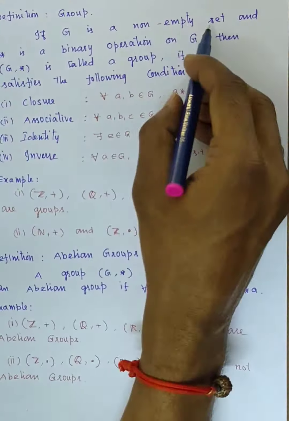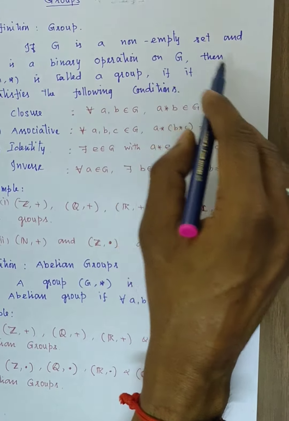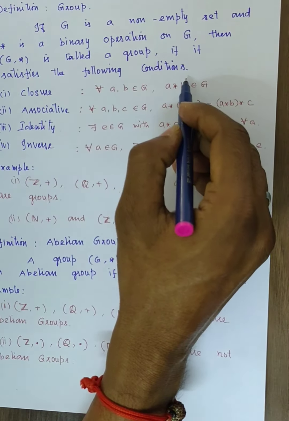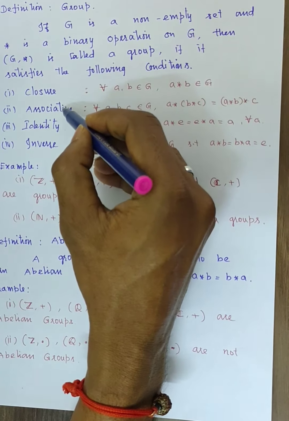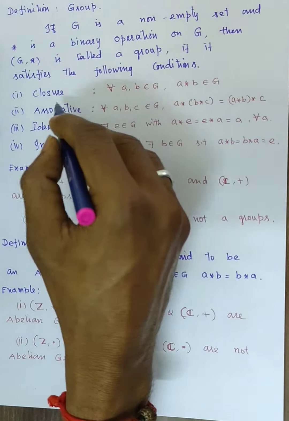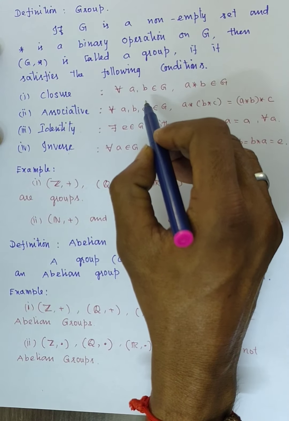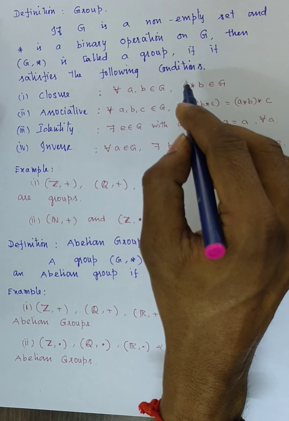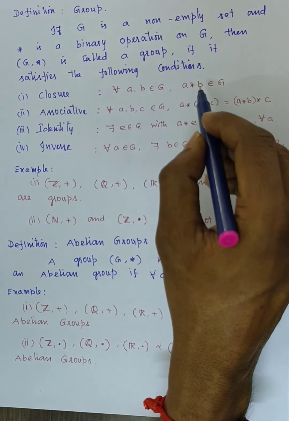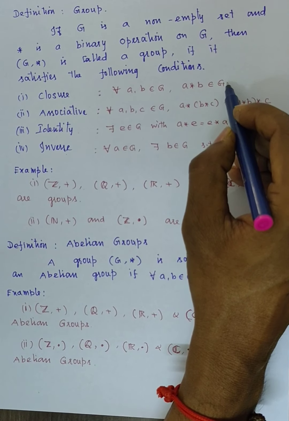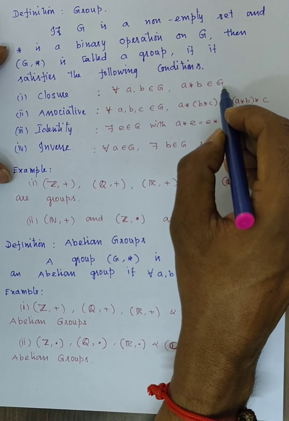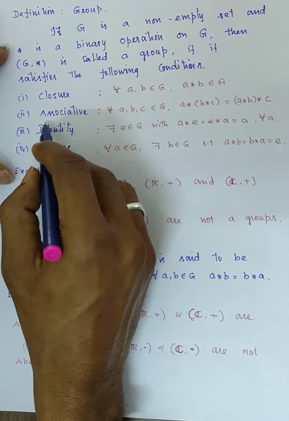Now G is a non-empty set and star is a binary operation on G. Then G comma star is called a group if it satisfies the following conditions. What are the conditions? Closure, associative, identity, and inverse. Now we discuss what closure is. Closure means for every a comma b in G, that is, we choose any two elements in G, we operate on them, and the resultant also belongs to G. That is, for every a comma b in G, a star b is in G. This is called closure.